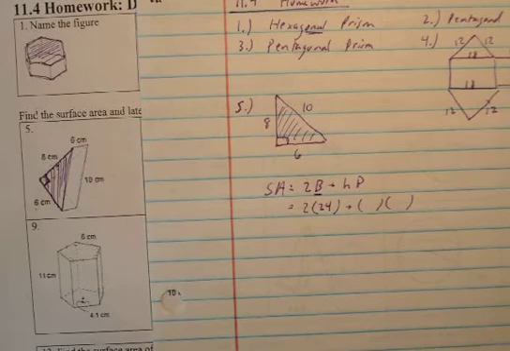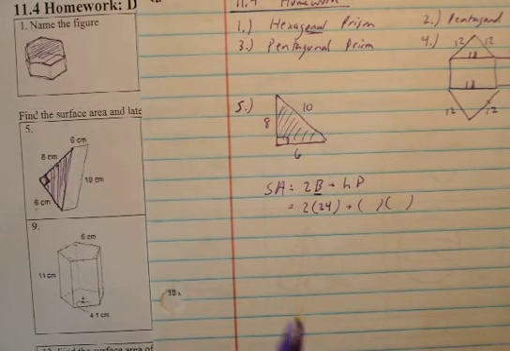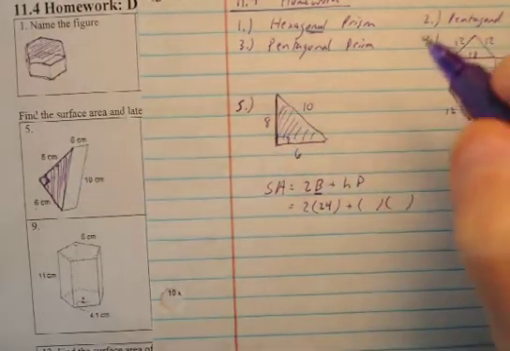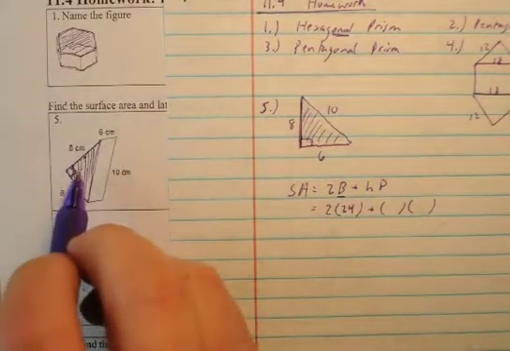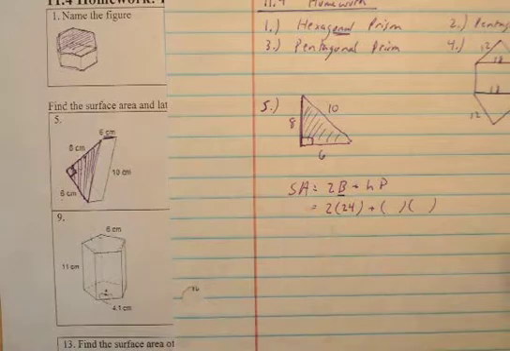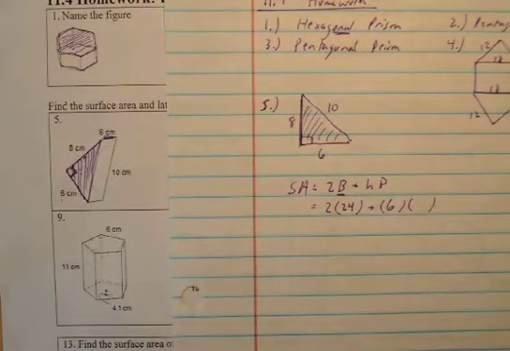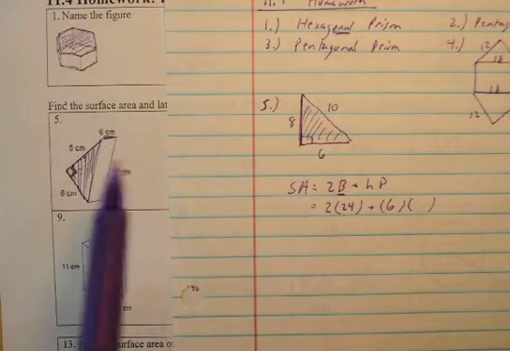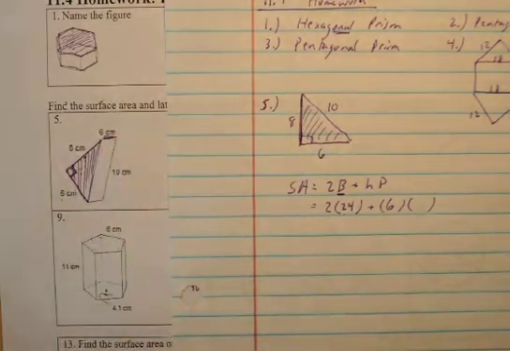The height of the prism. Now this gets confusing. The height of the base was 8. But that's not the height of the prism. The height of the prism is how far this triangle is from this triangle. That would be 6. Height of the prism is 6. That gets confusing. There are 2 different h's in this problem. There's the height of the base, which was used to calculate the area of the base, and there's the height of the prism, which is 6.